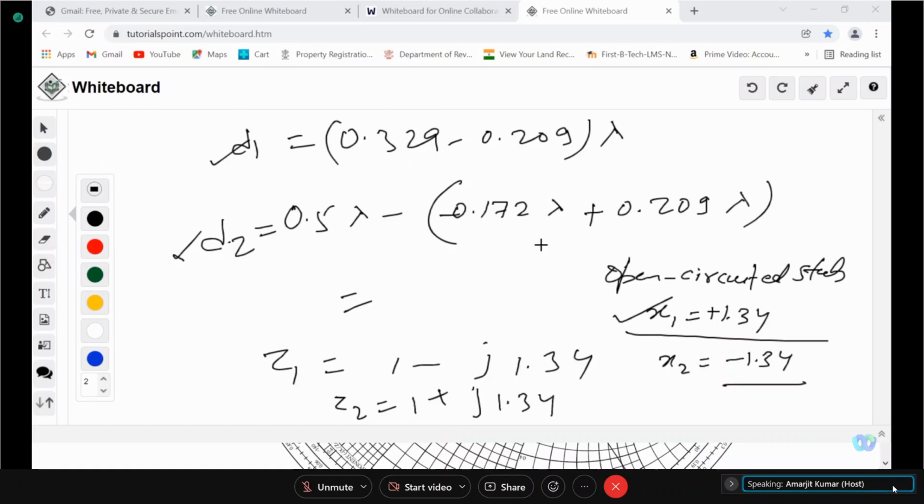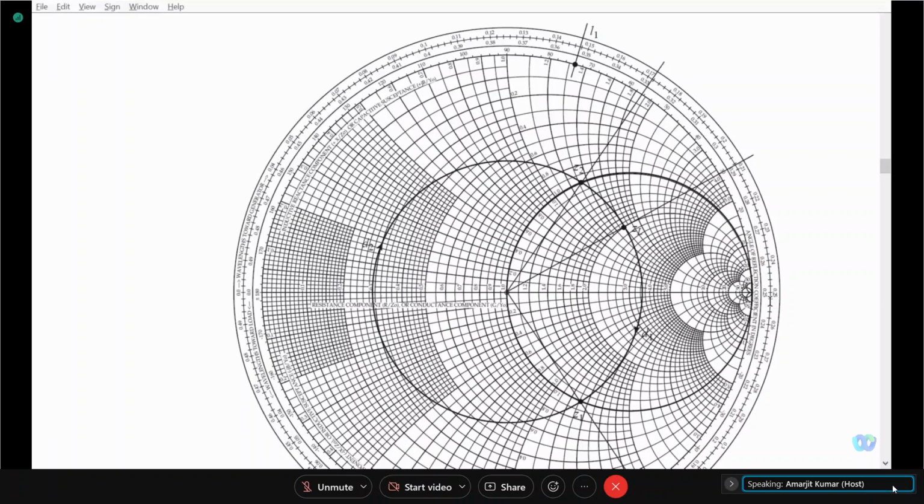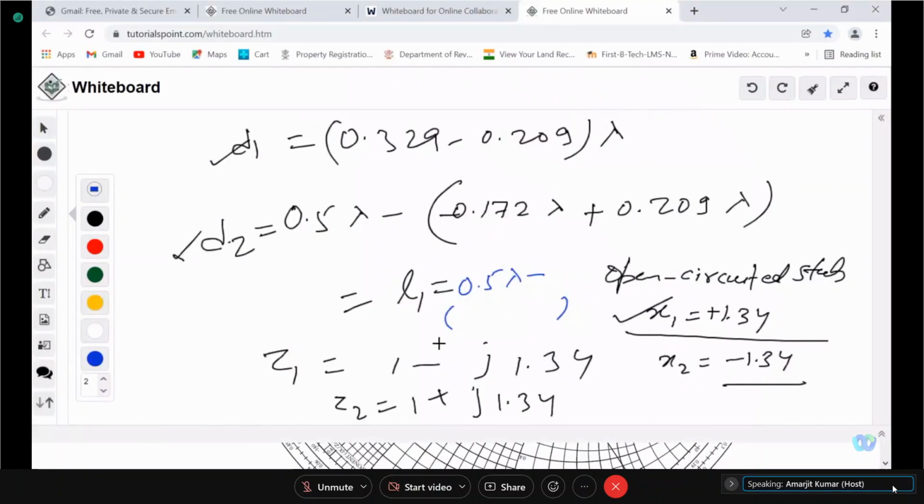So, okay, what will be the length of the open circuited stub, L1? What will be L1? So, L1 will be equal to 0.5 lambda minus 0.172 we can take, 0.25 lambda minus 0.17. Okay. So can you solve this and can you tell what is the answer for this? How much are we getting?